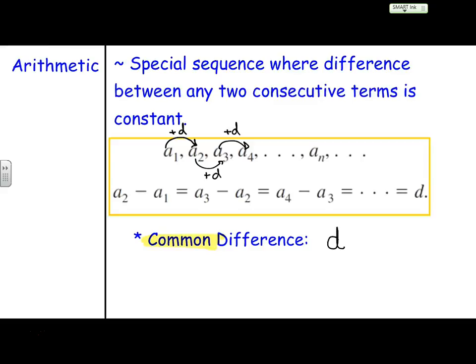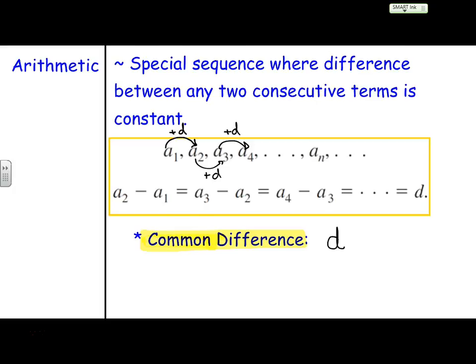Now, here's a quick question. If the pattern is adding the same number over and over and over again, my question to you is, can this ever decrease? Can an arithmetic sequence ever decrease if you're adding the same number over and over again? What do you guys think? What's your gut say? Can it ever decrease? No. Your gut would say no, but just a few of you are like, wait. Yeah, it can, if you're adding a negative number.